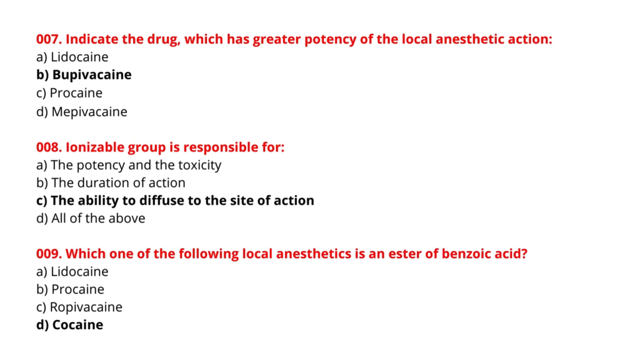008. Ionizable group is responsible for A. The potency and the toxicity. B. The duration of action. C. The ability to diffuse to the site of action. D. All of the above. Answer is C. 009. Which one of the following local anesthetics is an ester of benzoic acid? A. Lidocaine. B. Procaine. C. Ropivacaine. D. Cocaine. Answer is D.